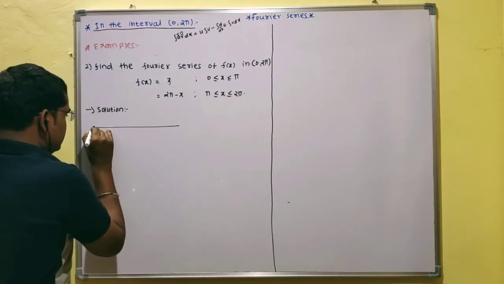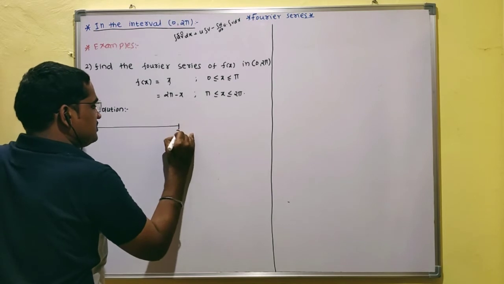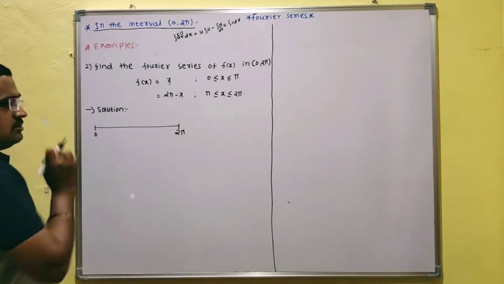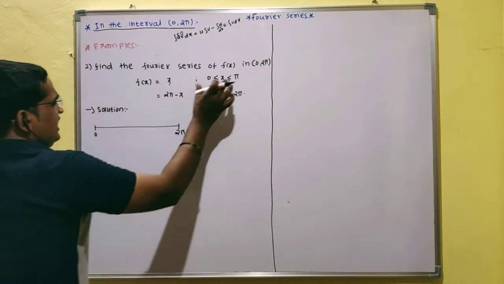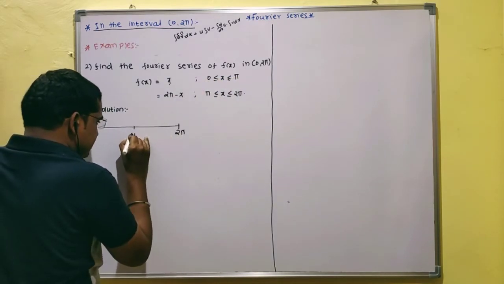Suppose here is our 0, okay, and here is our 2 pi. This is our total range. And they are dividing the function like that, 0 to pi.